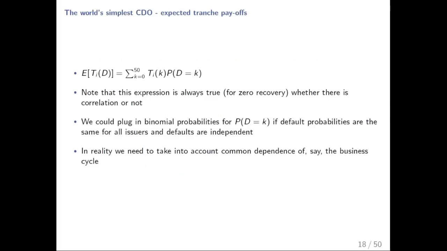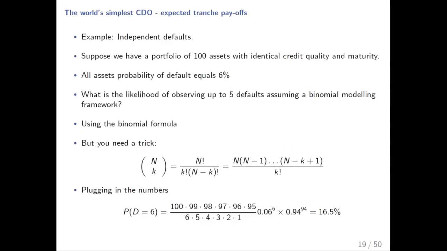All right, so this is what we're after. We assume zero recovery. We could just plug in the binomial probabilities if we had independence, but what we want to do is take into account that there is dependence between the default states. All right, so a quick trick to compute, let's start with the assumption that there is independence, okay?